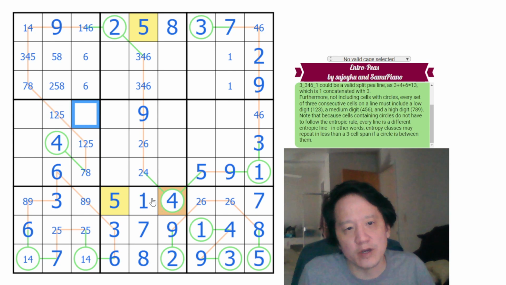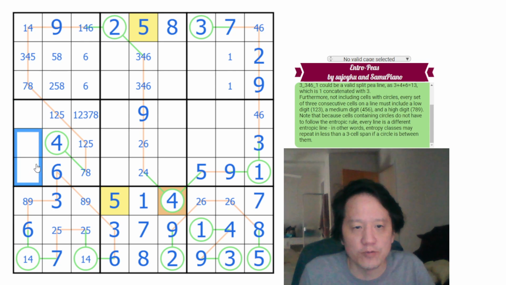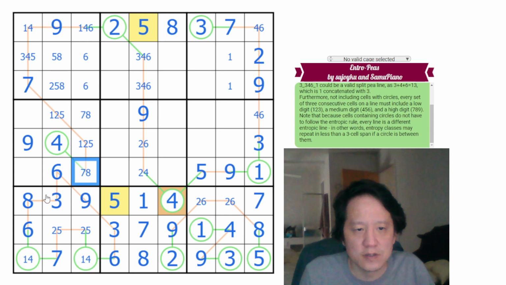Which means we have 1, 2, 3, 7, 8, 9. Okay, so this can't be 9. Okay, so we know the 9 has to be here. So this can't be 9. This is 8. This is 9. This is 7. Therefore, this is 7 and 8. Right? This is 7 or 8. This can't be 7. So 7 or 8 has to be here. So this is 8.